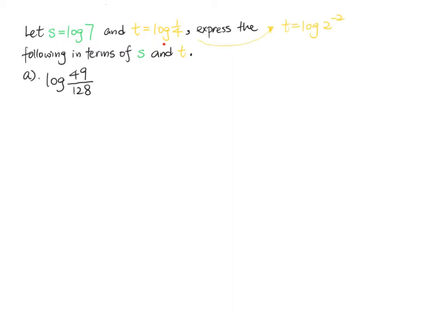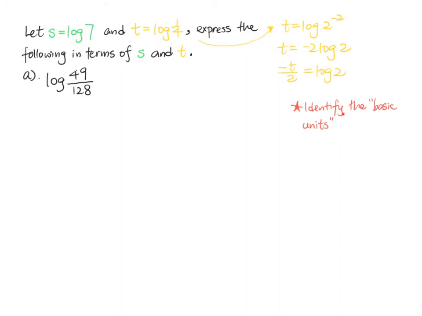When t equals log 1 over 4, we can rewrite this in terms of the most basic unit, in terms of log 2, because 2 is more basic than 4. And we could move the negative 2 to the front then. And so log 2 as a basic unit is negative t over 2. And another basic unit is log 7, that is equal to s. So what do we do?